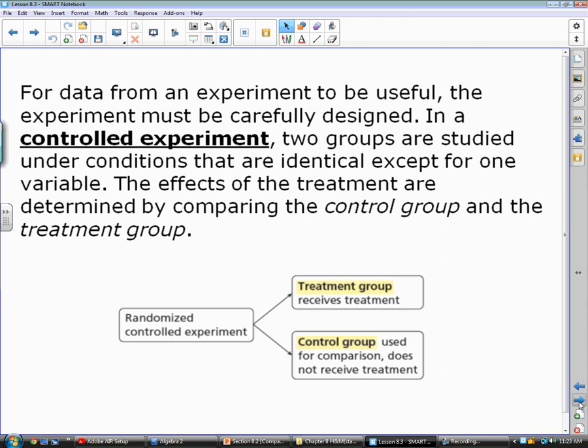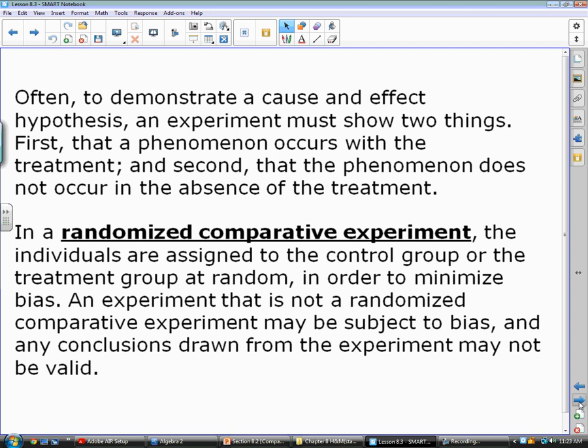The effects of the treatment are determined by comparing the control group and the treatment group. The treatment group is going to receive that treatment, and the control group is used for comparison and does not receive that treatment. This is called a randomized control experiment. Often, to demonstrate cause and effect in a hypothesis, an experiment must show two things. First, that the phenomenon occurs with the treatment, and second, that the phenomenon does not occur in the absence of the treatment. So we want to show those two things.